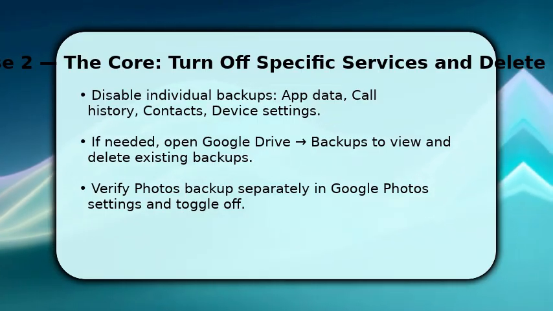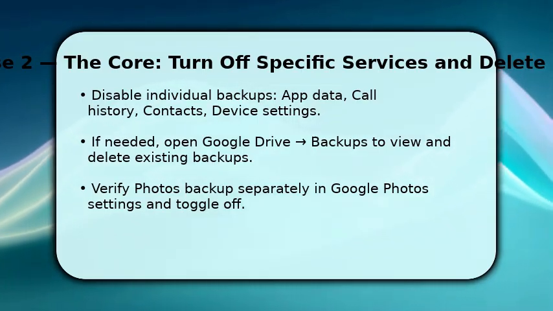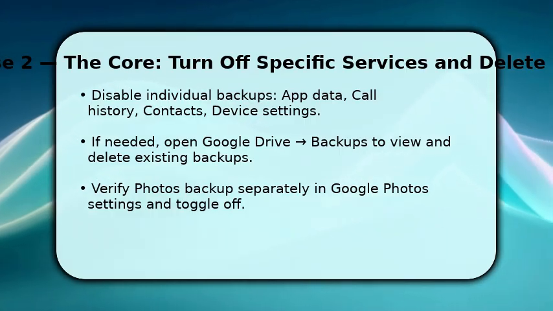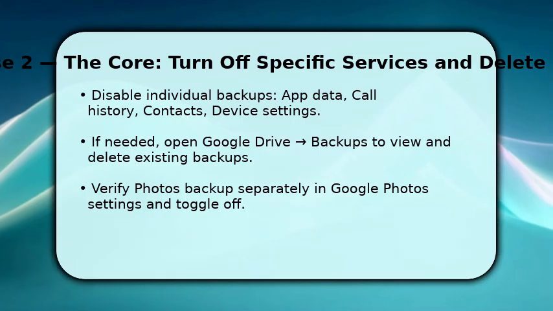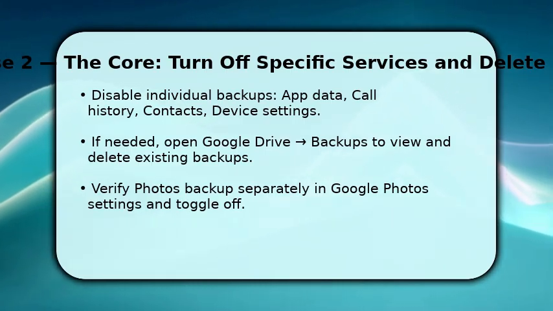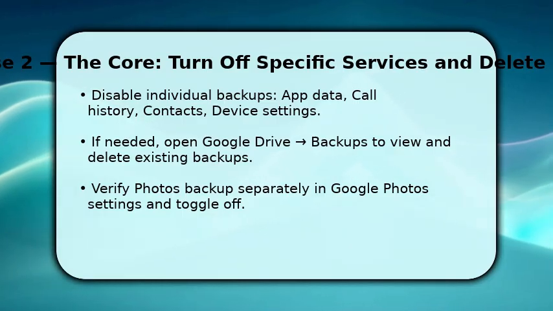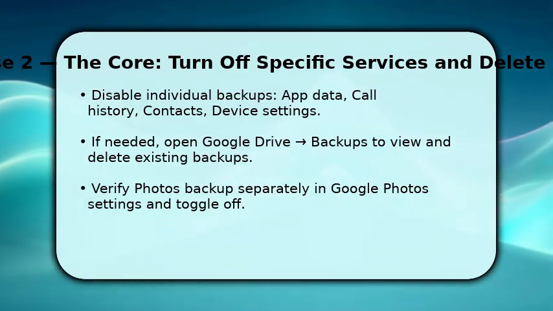Open Google Drive, choose Backups to inspect any existing device snapshots, and delete ones you no longer want. Deleting here removes storage usage. For photos and videos, go to Google Photos settings and turn off backup and sync separately because it's managed apart. Make sure to confirm each change and wait for it to finish by verifying.